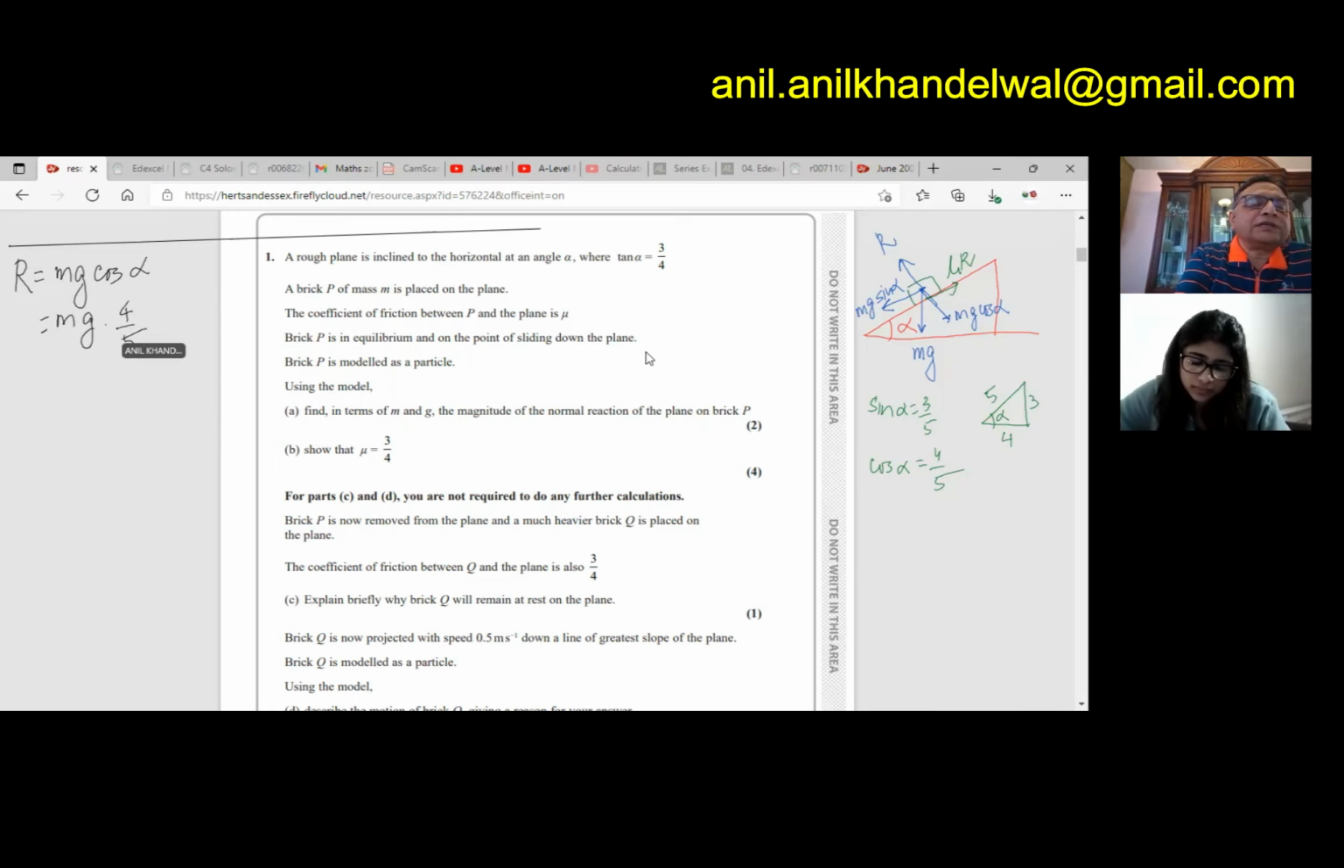So we know what the reaction is in terms of m and g. Find in terms of m and g the magnitude of the normal reaction on the plane. So that becomes the normal reaction. And now we need to find mu.